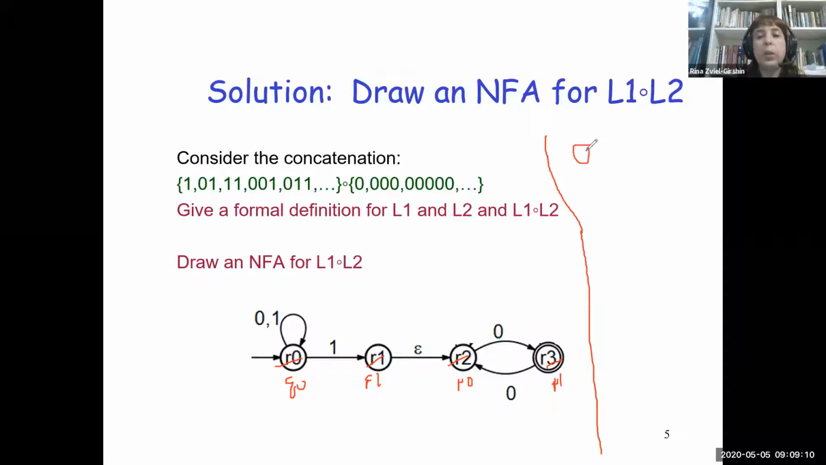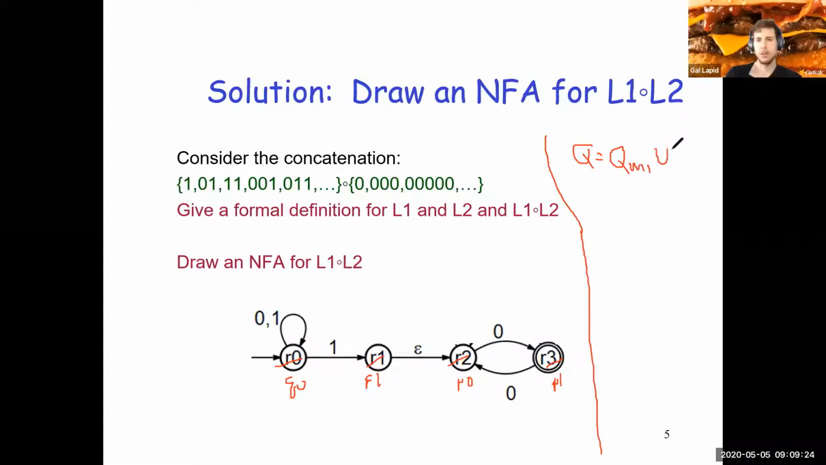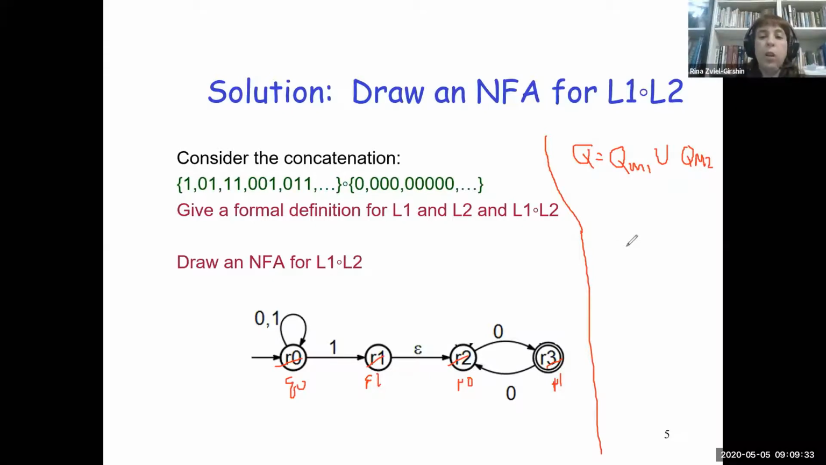So let's start with Q. Do we have any additional states, or do we have all the states of the automaton M1 and all the states of the automaton M2? We have all the states. Okay, so we are writing the union between Q of M1 and Q of M2. The alphabet, sigma, is the same alphabet, so basically I can write it equals sigma of M1. It will be enough.